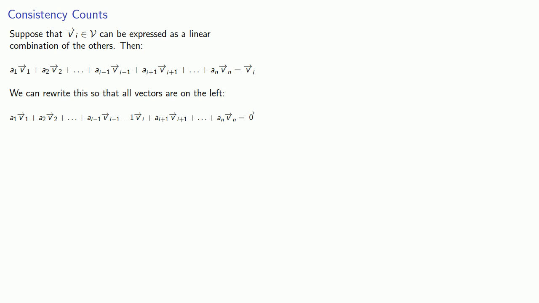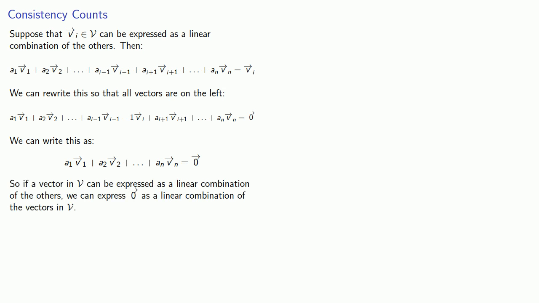Well, something that makes it easier is to remember that consistency counts. It's easier to look at things when they are consistent. And in this particular case, most of the things on the left-hand side are scalar multiples of a vector. The only anomalous one is this minus 1 times our vector that can be expressed as a linear combination of the others. Well, minus 1 times a vector is the same as plus a coefficient times the vector, and so all of the terms on the left-hand side can be expressed as scalar multiples of the vectors in our set. And that leads us to an important conclusion. If a vector in our set can be expressed as a linear combination of the others, we can express the zero vector as a linear combination of the vectors in our set.